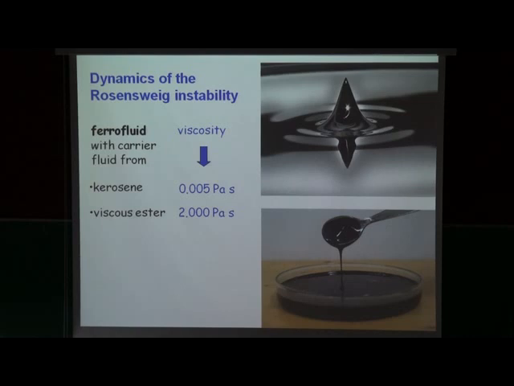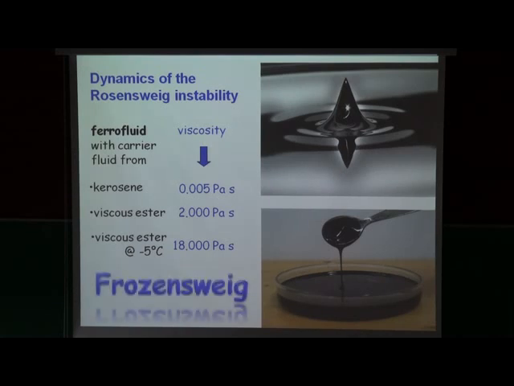So now we are much better off because the system is much slower, but still it's not slow enough. Of course, you can go to the chemists and ask them a long time to do this the proper way, but also you can, as a physicist, say, well, hey, we just cool the system down to -5 degrees, and then it has already 18 Pascal seconds, and if you want we can go even lower. And in this way we get a Rosensweig instability. So you can really force down the time scales in a way that it fits to your detector.